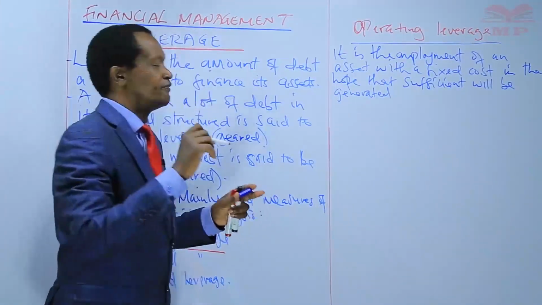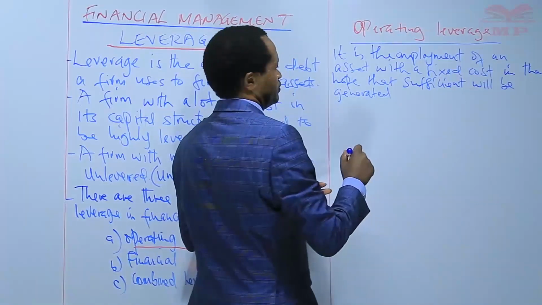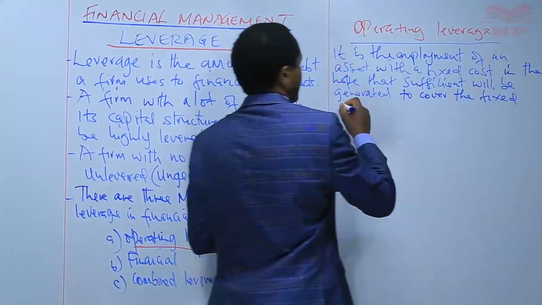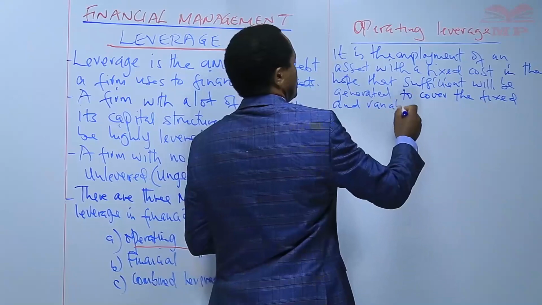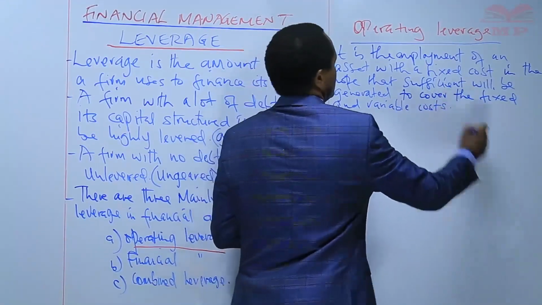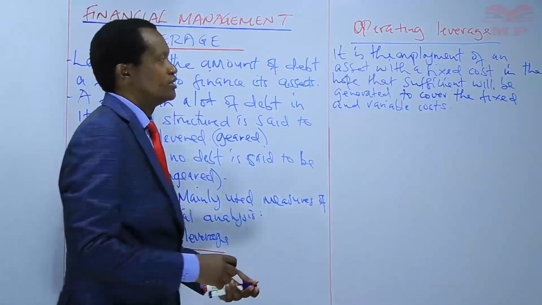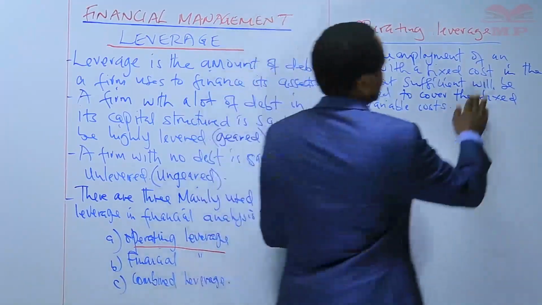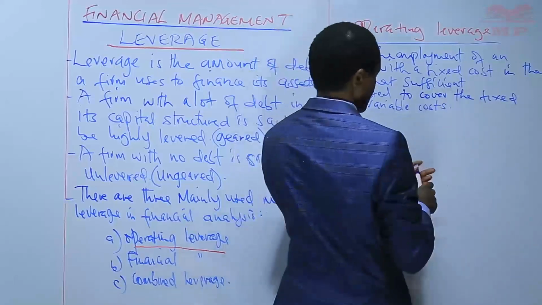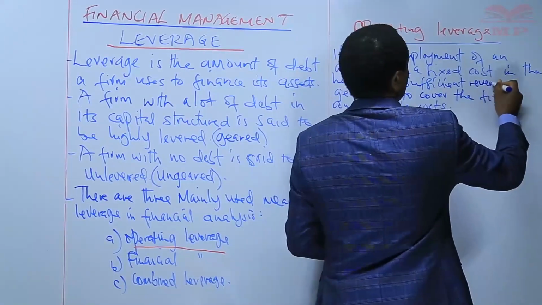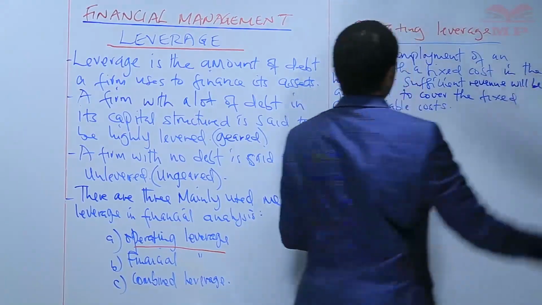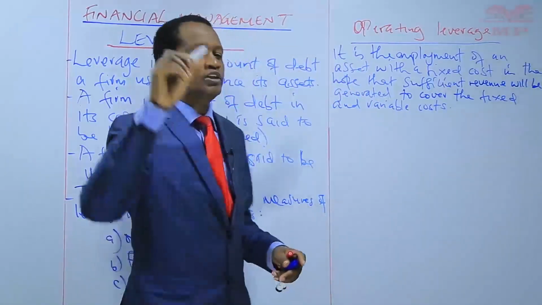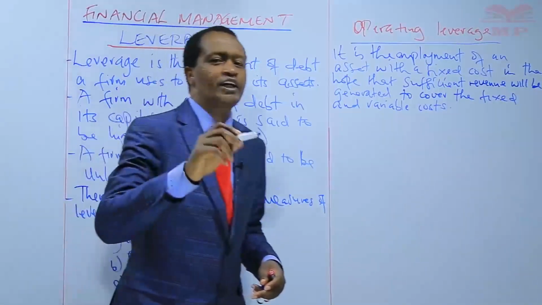To cover the fixed and variable costs. It is the employment of an asset with a fixed cost in the hope that sufficient revenue will be generated to cover the fixed and the variable costs.